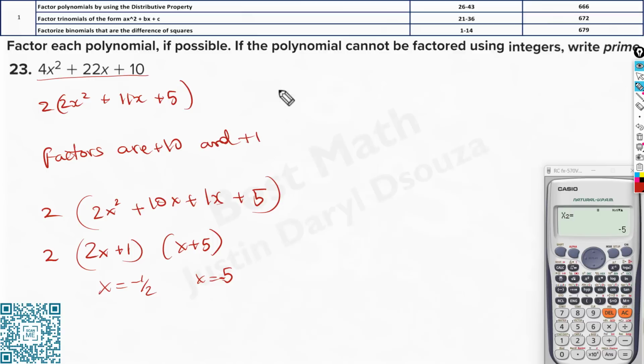Now here you can do this. 2 times 5 is 10. And then here we have addition, it would be 11. So what would be the solution here? We need 10 times 1 will be 10 and the sum is 11. So this is the answer. Please don't do it directly from here. This is how we would do it. So this is the answer for this.